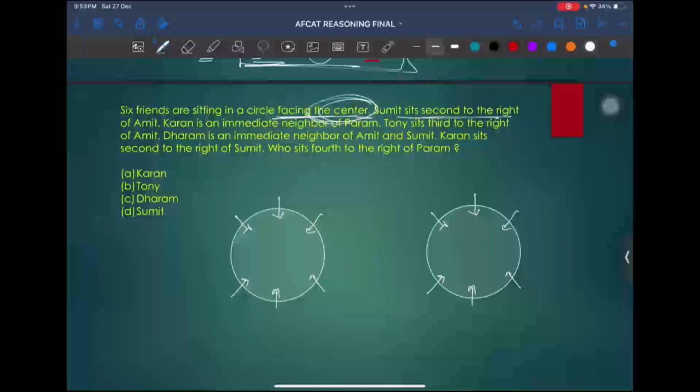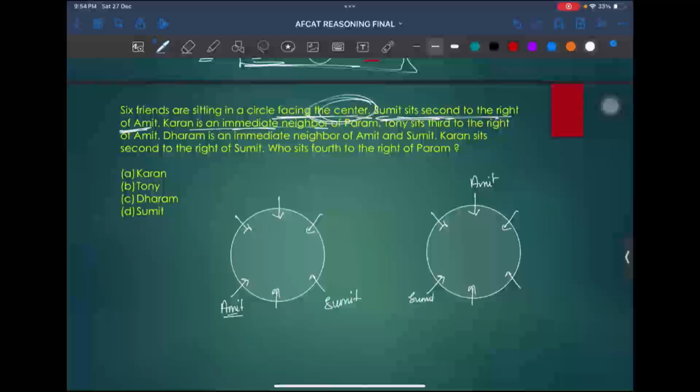Sumit sits second to the right of Amit. Let us consider this as Amit, and it is telling that Sumit sits second to the right of Amit. If Amit is here, second right will be Sumit. And one more thing, I'll consider this as Amit. Second right will be this Sumit.